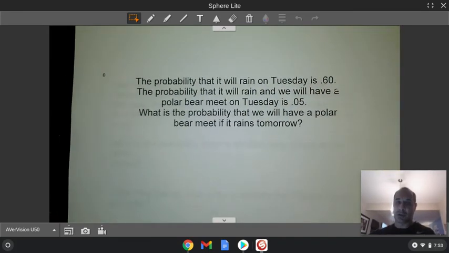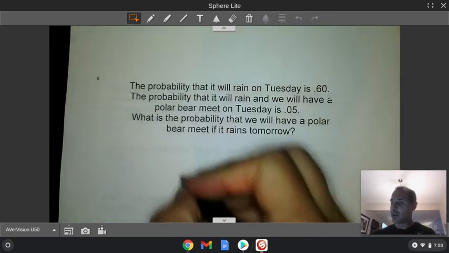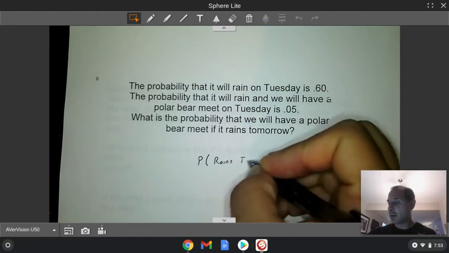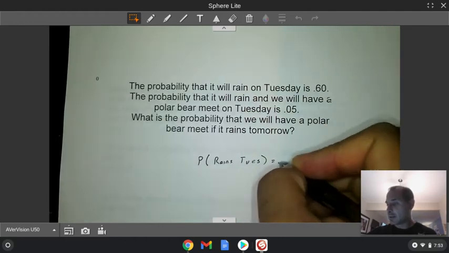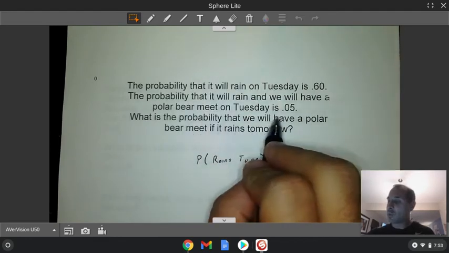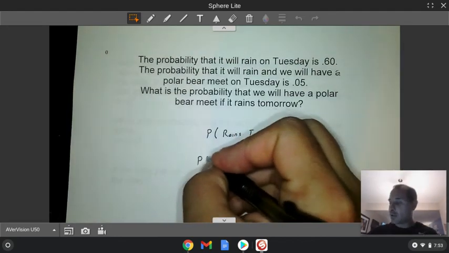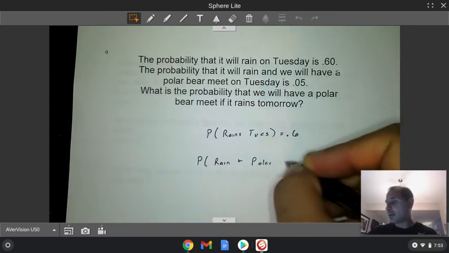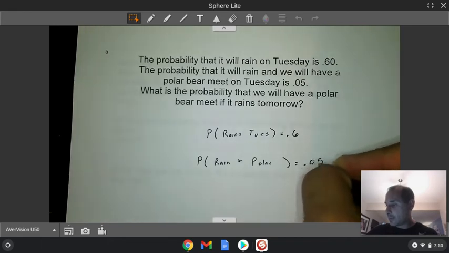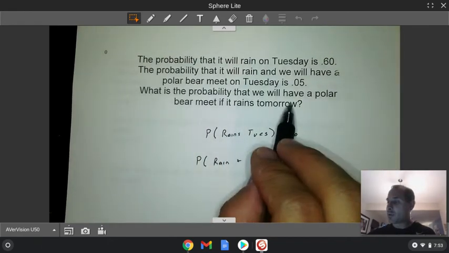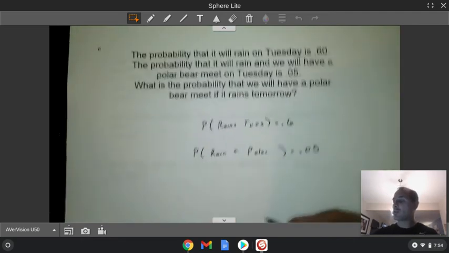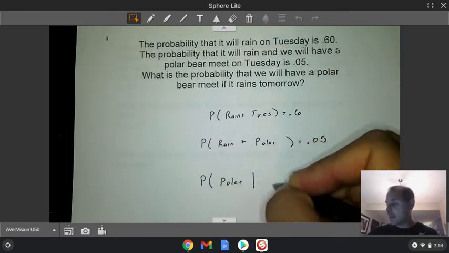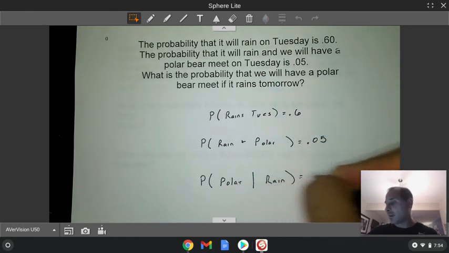One very obvious way we could use it: the probability it will rain on Tuesday is 0.6. So the probability that it rains on Tuesday is 0.6. The probability it will rain and we will have a polar bear meet on Tuesday is 0.05. What is the probability that we will have a polar bear meet if it rains tomorrow? So I'm asking you for the probability that there will be a polar bear meet given rain. I'm asking you to find that.